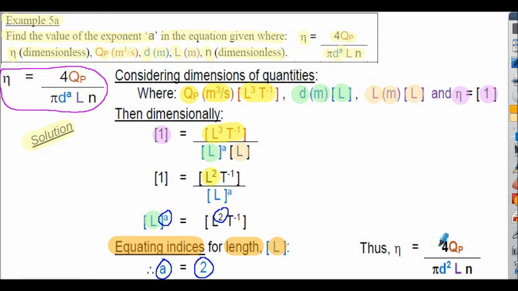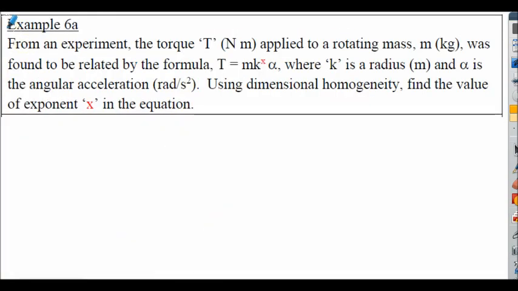So the final part of the solution is simply to rewrite the equation for eta, but now replacing the a in the original question with the 2 we just evaluated through our equating indices process. So that's the solution to example 5a. Here's example 6a. I'm going to outline this for you and allow you a chance to solve this before reviewing the solutions on the following slide.